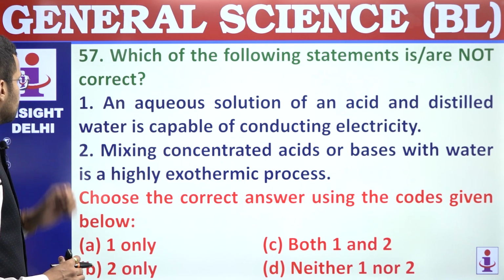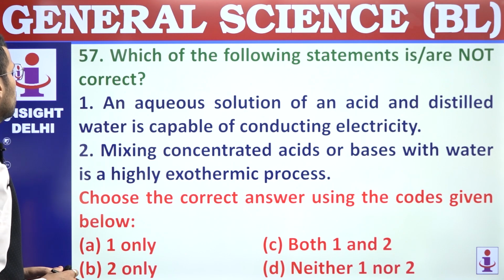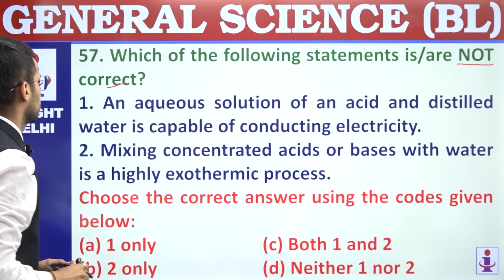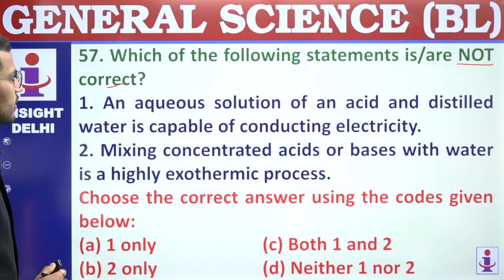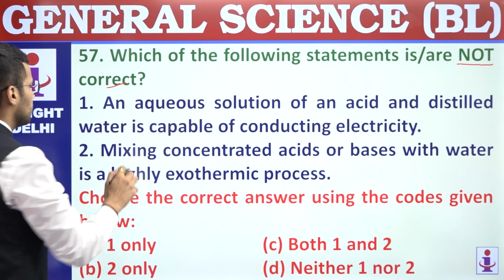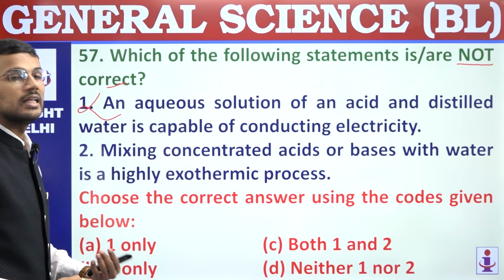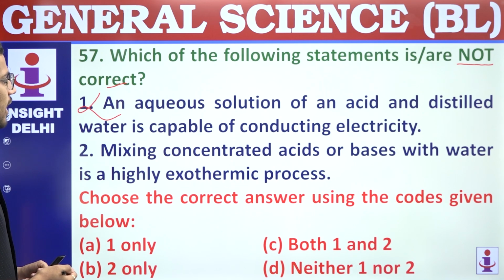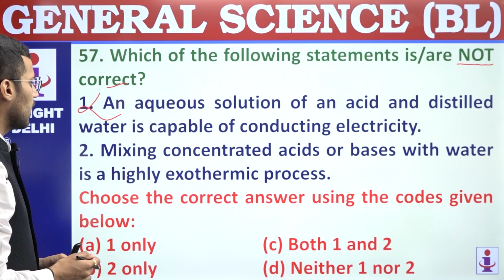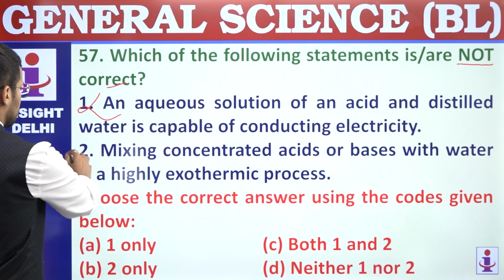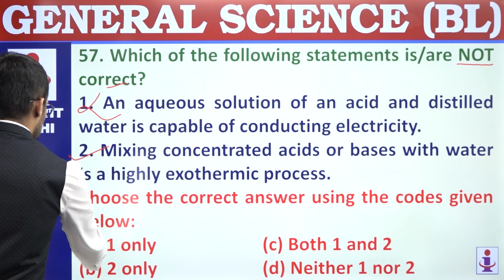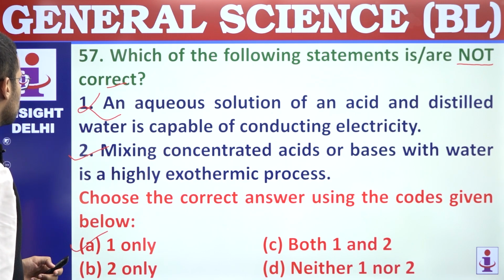Next, 57. Which of the following statements are not correct? First, an aqueous solution of an acid and distilled water is capable of conducting electricity. This statement is incorrect. They cannot conduct electricity because they do not have ions. Second, mixing concentrated acids or bases with water is a highly exothermic process. Correct statement. We are supposed to find out the not correct ones, so only the first is not correct and hence answer is A, 1 only. Question number 57, answer is A.